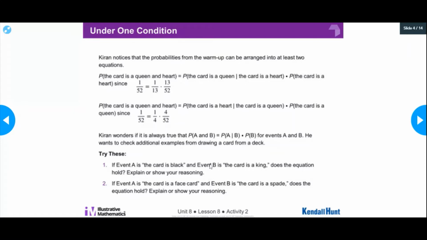So I'll read the examples to you and then pause the video and do the work, and then you can check back to see how you did. In the event A is the card is black and event B is the card is king, does the equation hold? Explain or show your reasoning. In the event A is the card is a face card, in the event B that the card is a spade, does the equation hold? Explain or show your reasoning. So you're going to work on these two, trying to come up with the probabilities that fit this equation and see if it actually works out. Does this side end up equaling this side? Pause, do your work, and then check back.